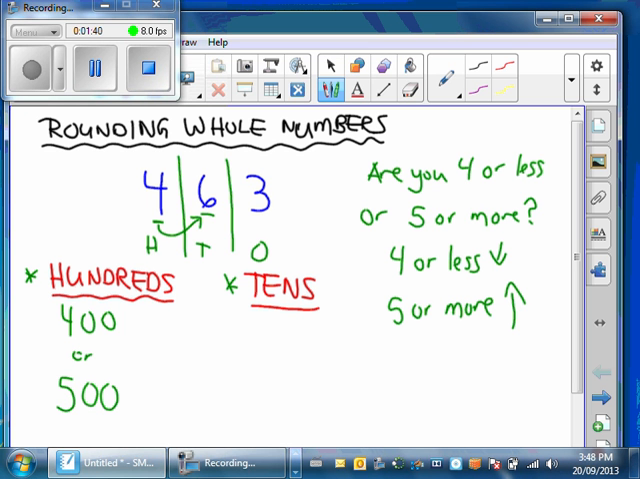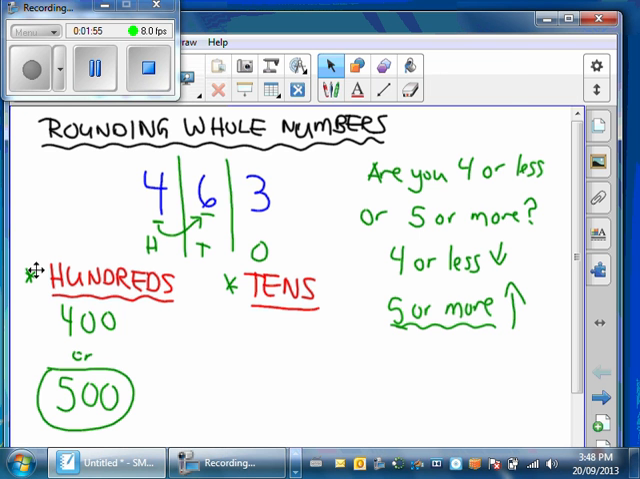This number here is a 6. It's clearly 5 or more. So in this case, it's going to round up. Well, in that case, it will become 500. Let's take a look at the next column.